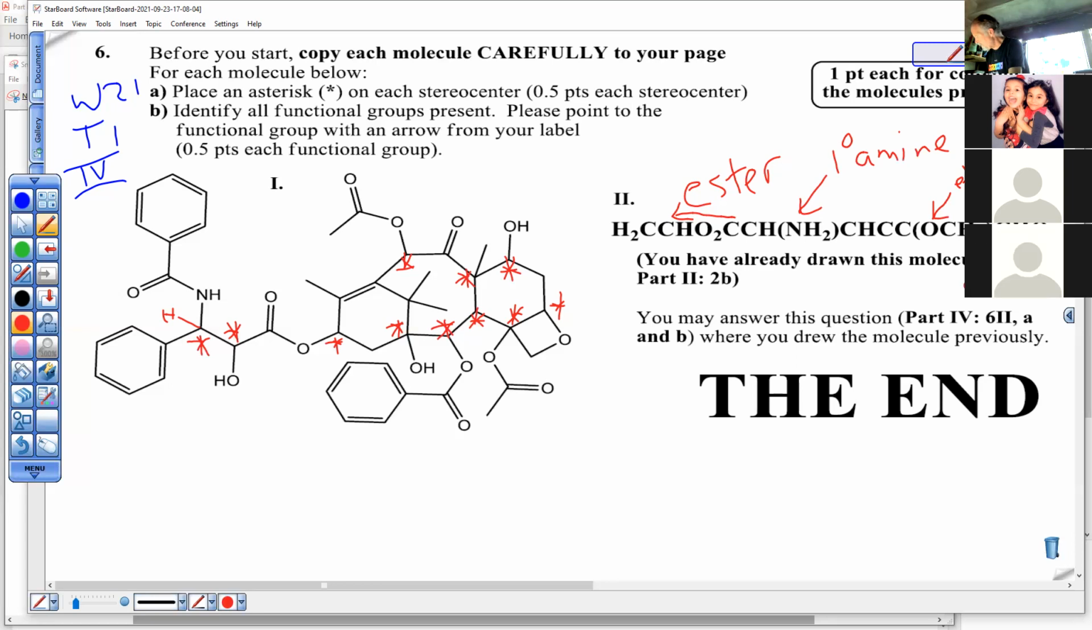Why is it a primary? Isn't there 2 C's connected to the N? Well, the N is only connected to this one C over here. The N is not attached to the next C. It's in parentheses. Oh, okay, yeah, it's a branch. It's attached to the previous carbon, making it primary because it only has that one bond to carbon.